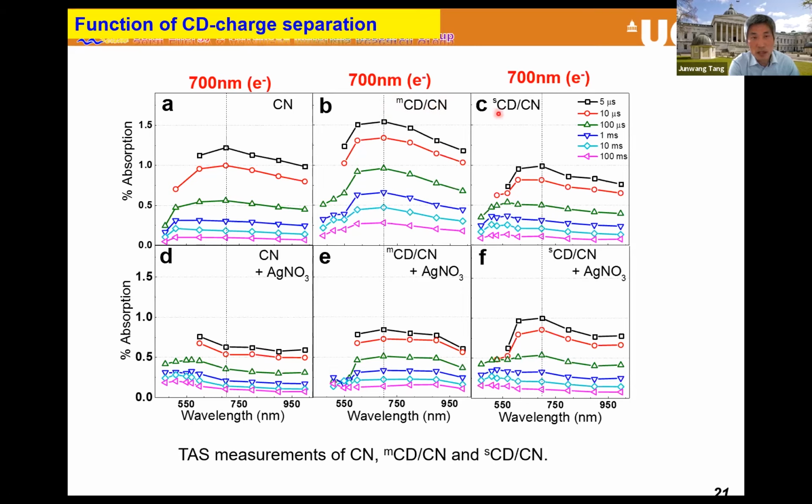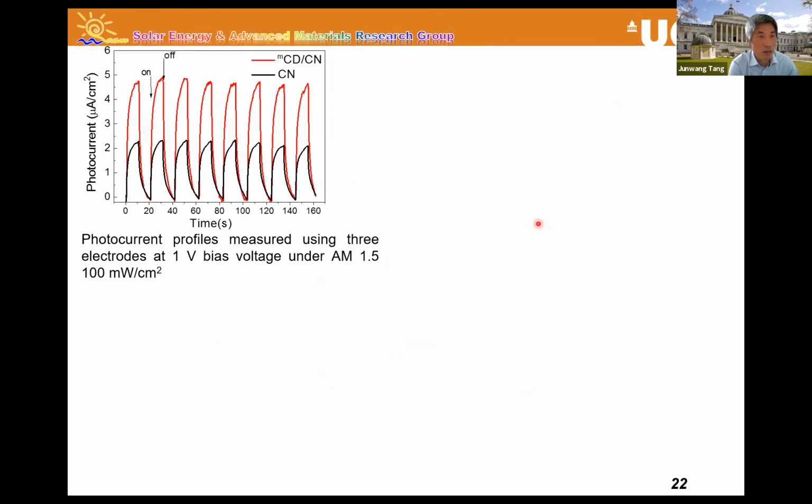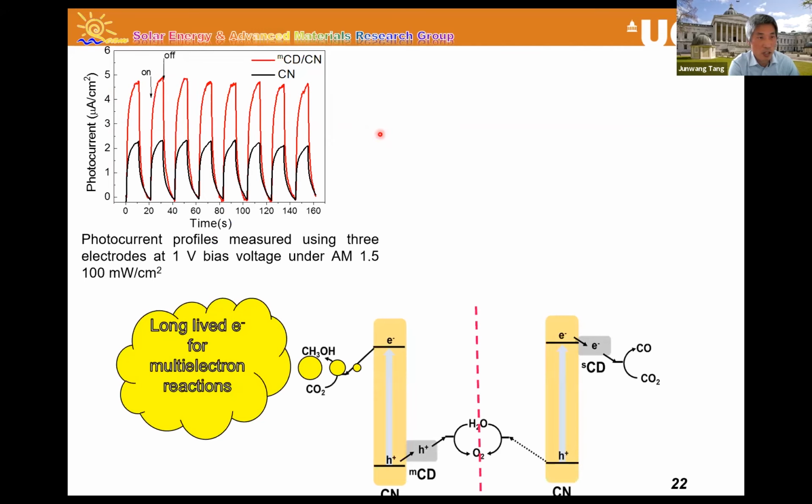Now, conventional carbon dots show a different process. You see the electron signal dramatically reduced. When I add the silver ions there is no change, which proves very likely that after excitation, electrons transfer from here to there. Therefore, the electron signal on carbon nitride doesn't increase when I add the conventional carbon dots. And this is further proof that our microwave carbon dots can dramatically increase the photocurrent, again because of the charge transfer.